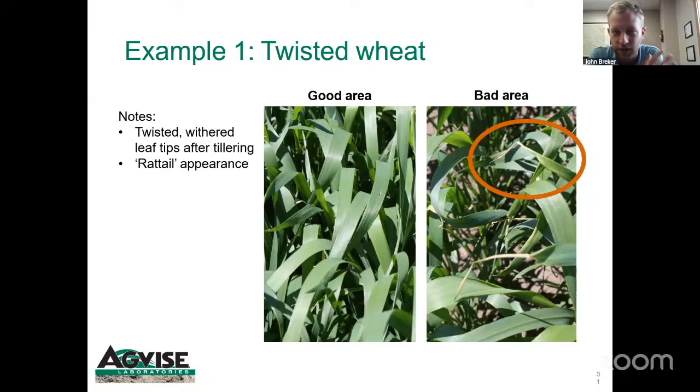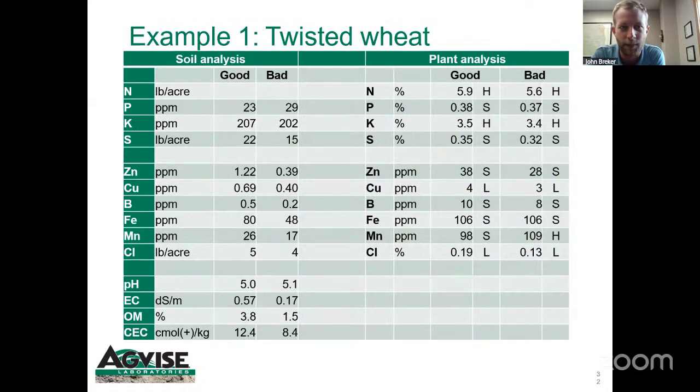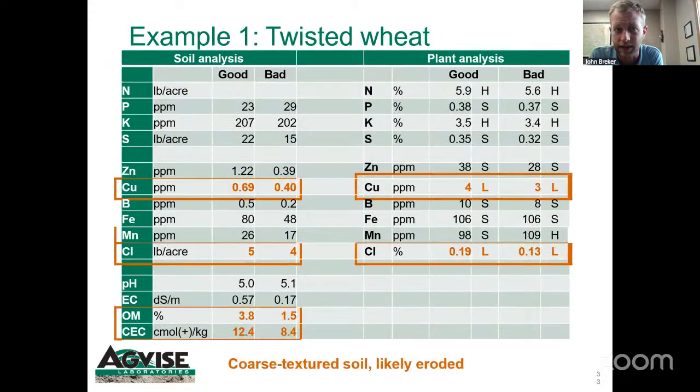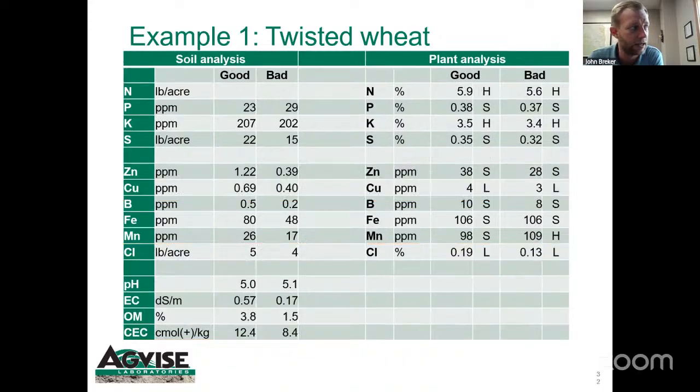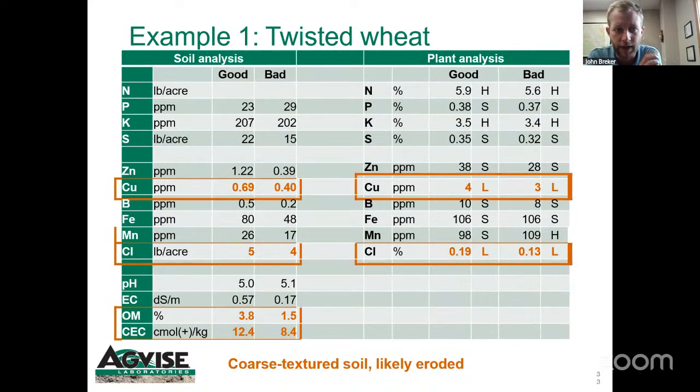You can see the photos of the good area and the bad area. It's always good to have photos so you know exactly what the problem is, especially when somebody calls you up and asks what's happening in this field. We ran the plant samples on this twisted wheat, and we got the soil analysis next to the plant analysis. In both cases, we had the good and bad plant samples run for a complete analysis.